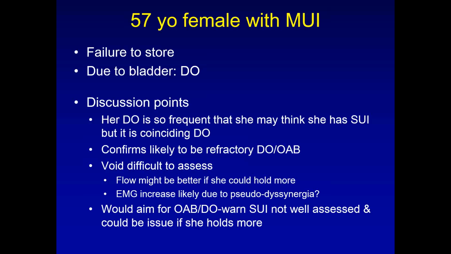The study confirmed that you're likely looking at refractory overactivity, overactive bladder. The voiding is difficult to assess. I'd like to have seen her flow better, but maybe just because she couldn't hold enough, and that might get better if you can make her hold more. That EMG we talked about, very possible to be dyssynergia. And after looking at this mixed incontinence patient and the urodynamics, I would probably aim for a more aggressive OAB therapy, detrusor activity therapy, not pursue the stress incontinence treatment yet. But I would warn her, this is where the urodynamics will help you, again, the counseling part, that I'm not going to fix your stress incontinence, and if I fix your OAB, you may have stress incontinence later. We'll have to fix that afterwards.